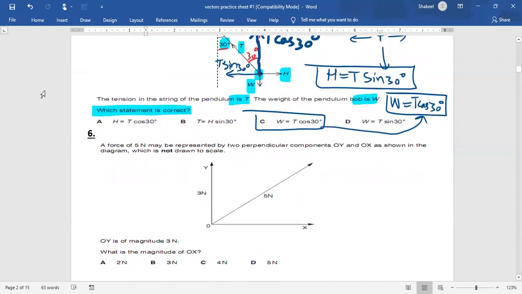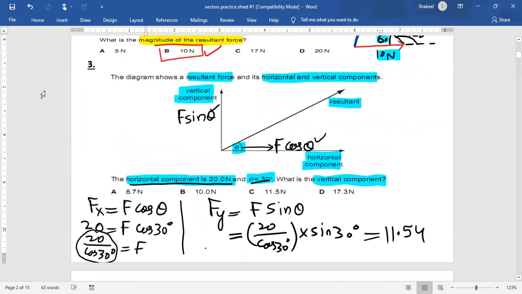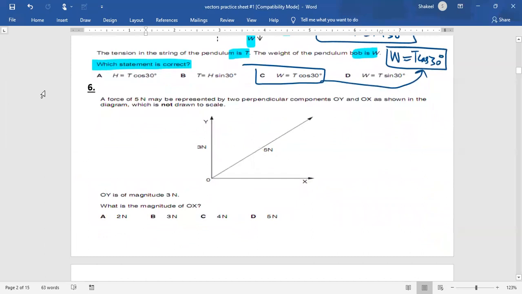Question number 6 is similar to question number 3. These are similar. Question number 3 and 6 are similar. So what you have to do is 5 Newton is the resultant force, 3 Newton is Y, and you have to find value of X, right? And over here, okay, the angle is not given.